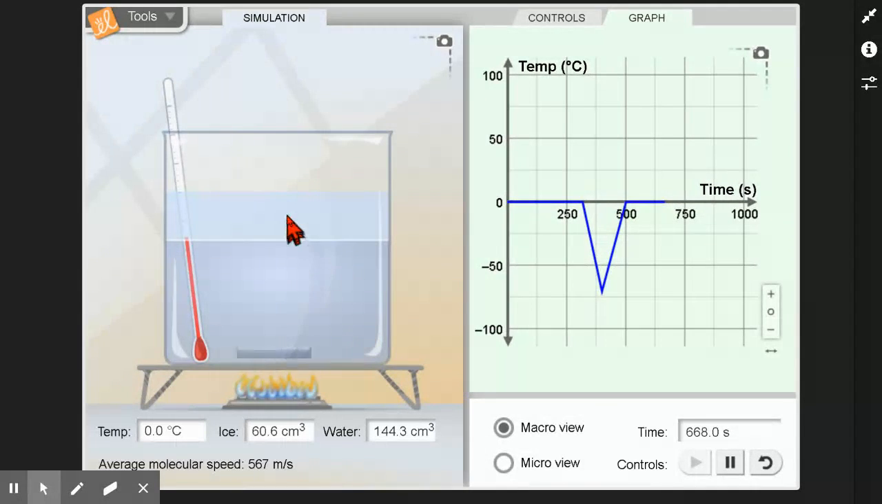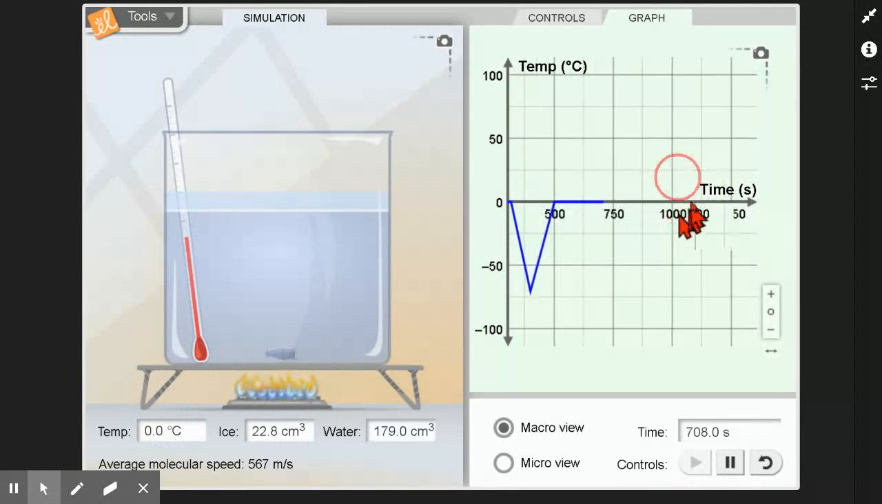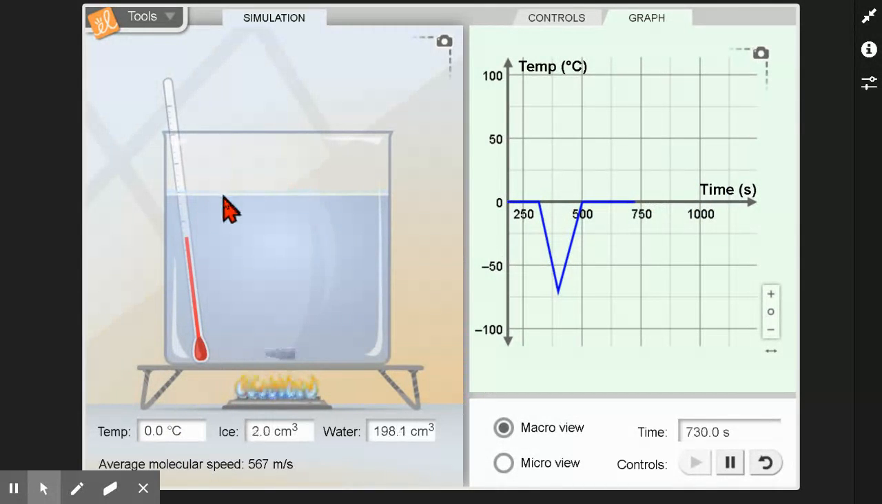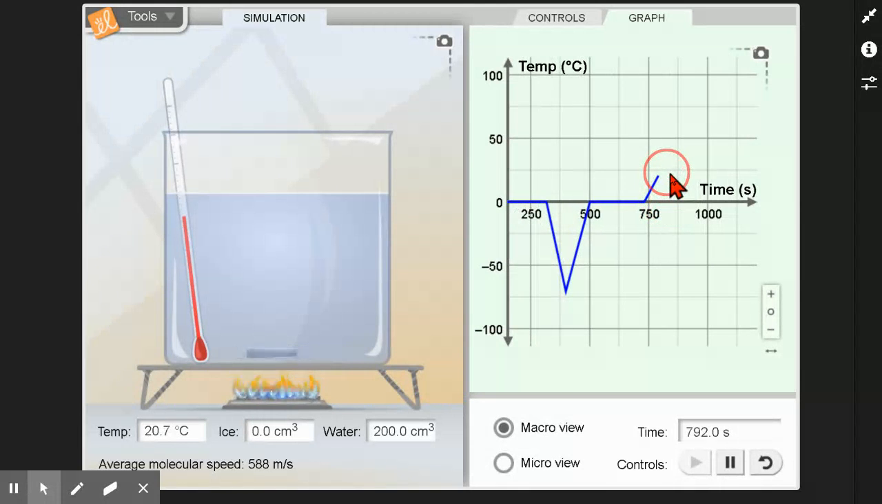Now, once we get all of this ice melted, I want you to look down here and see what happens and pay attention to your graph over here. So we're almost there, and then boom, we're done. All the ice is melted. We're in a liquid. And see how the temperature is going up. So as we are going through a phase change, the temperature will not change.